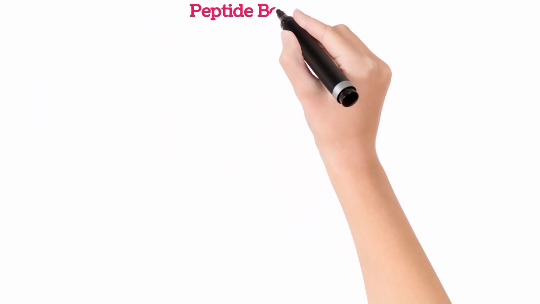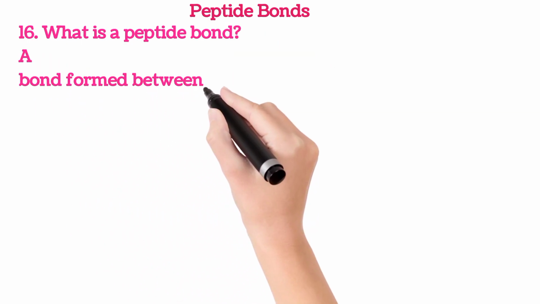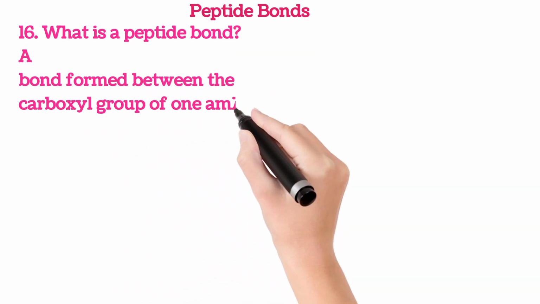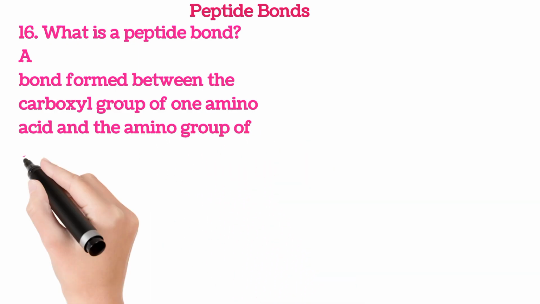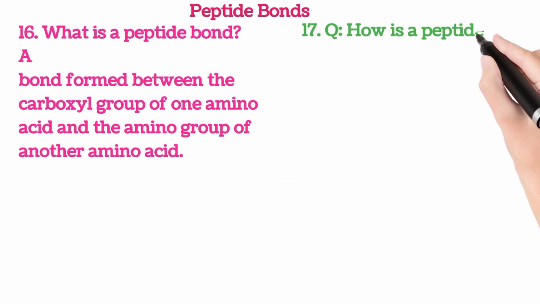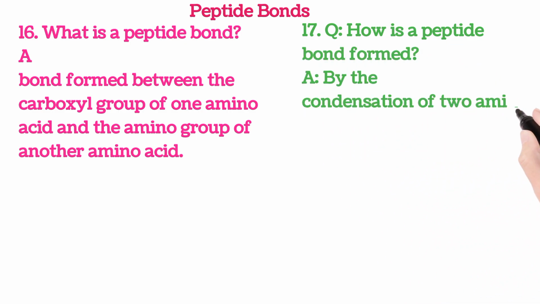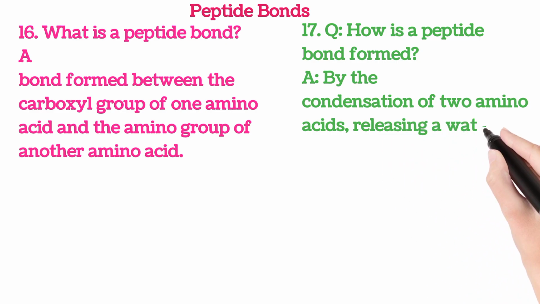Peptide bonds. 16. What is a peptide bond? A bond formed between the carboxyl group of one amino acid and the amino group of another amino acid. 17. How is a peptide bond formed? By the condensation of 2 amino acids, releasing a water molecule.